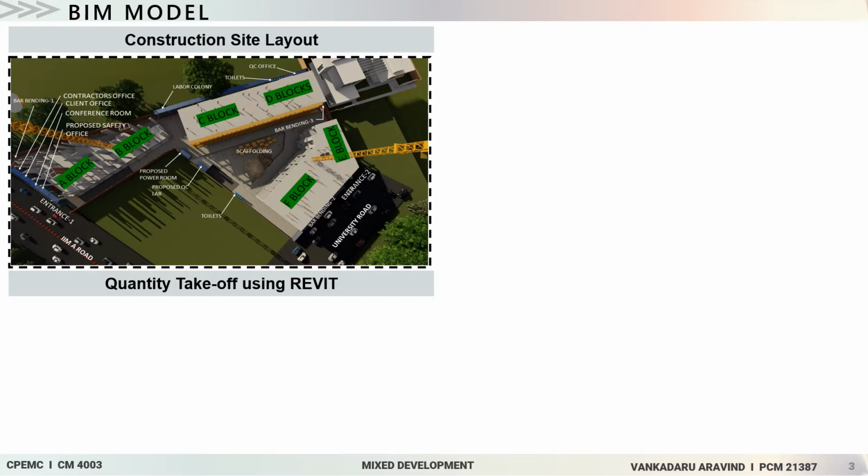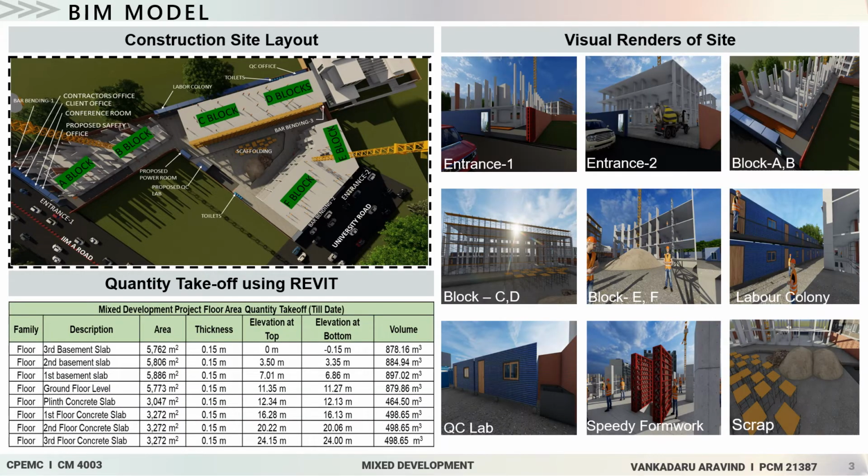Near the EF block, the bar bending 2 and bar bending 3 places are situated, and we can see these in the 3D model, along with the various aspects which we can identify. In the center of this block, we can see scrap and scaffolding being present, and currently they are stacking these things. On the right side, we can see the various renders of the blocks, and later, using Revit, we were able to extract the quantities of the floor area in cubic meters for the construction done to date on this site.